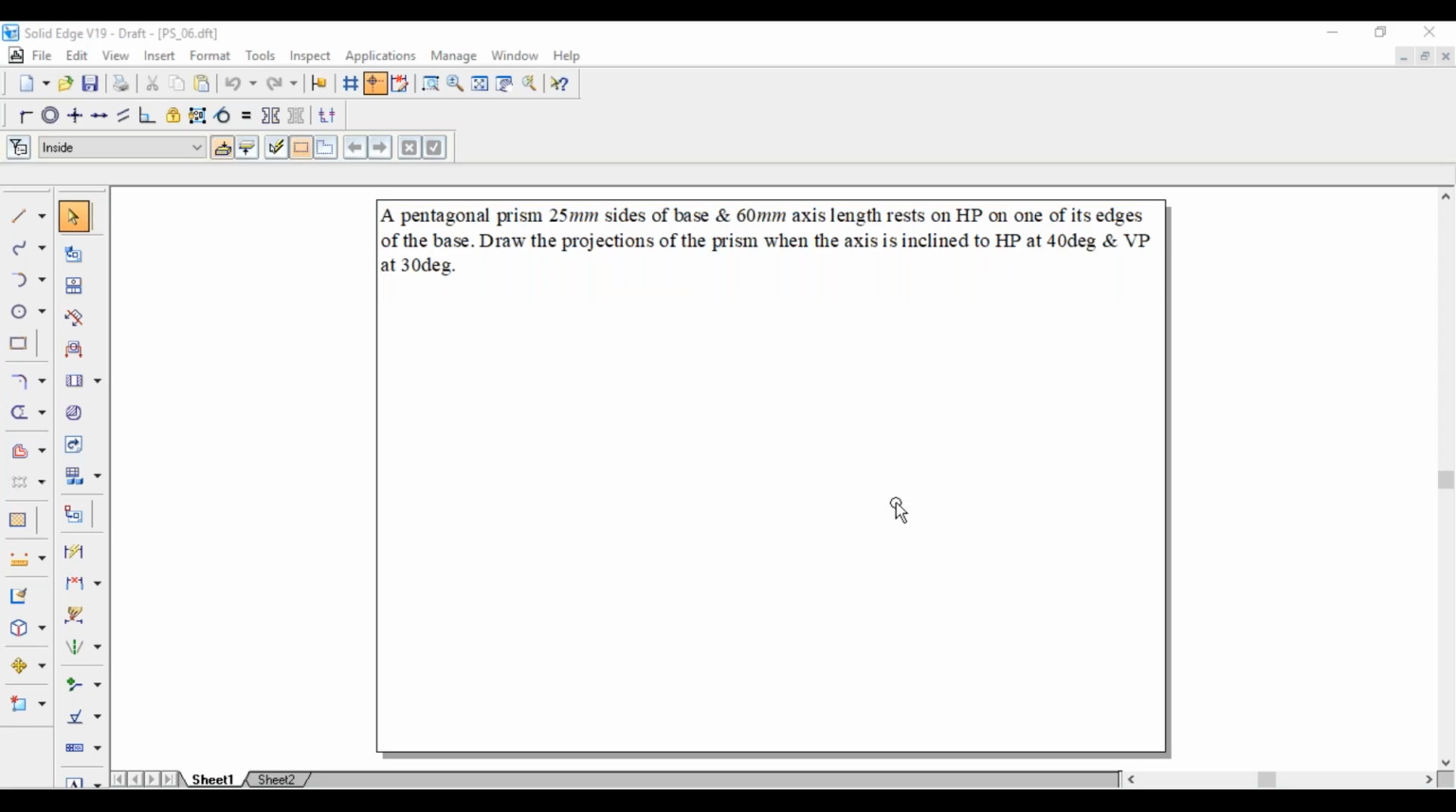So it is a pentagonal prism of 25 mm sides of base and 60 mm axis length. It is resting on HP with one of its base edge, means that edge has to come towards right side. Theta is 40 degree, that is axis is making an angle of 40 degree with respect to HP, whereas 30 degree with respect to VP, that is phi is equals to 30 degree. As axis is making angle with respect to VP, this is a locus problem.